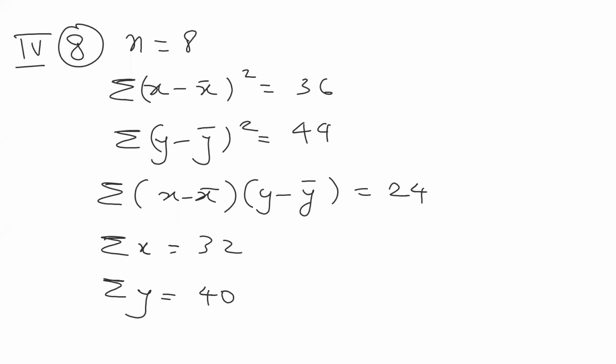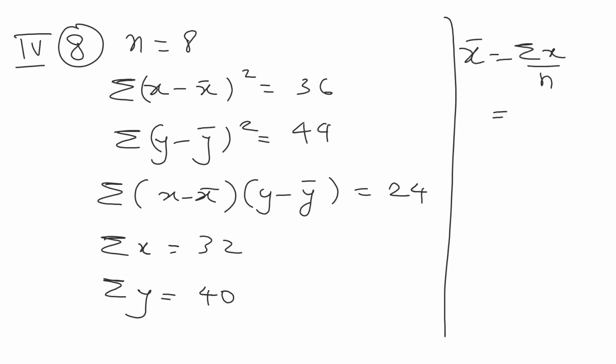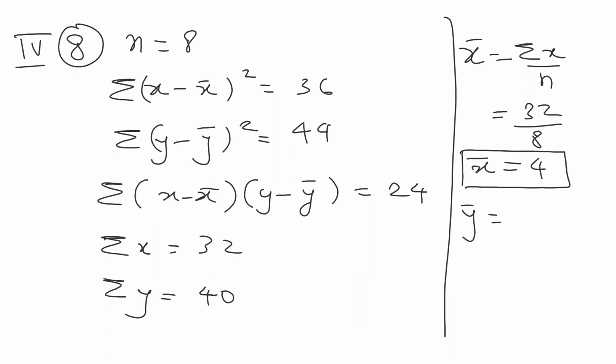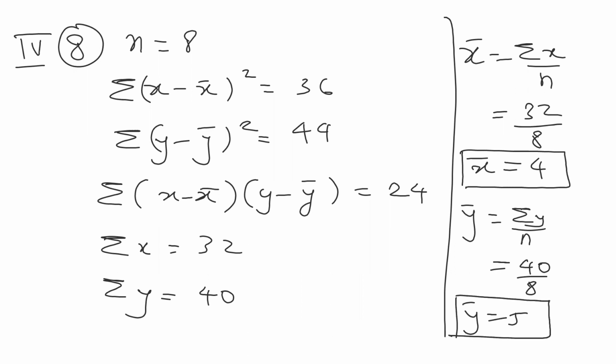Let us make it a standard practice to calculate x bar and y bar. So x bar is equal to summation x upon n. Summation x is equal to 32 upon 8, which is 4. X bar is equal to 4. Y bar is equal to summation y upon n, which is equal to 40 upon 8. Y bar is equal to 5. So we calculated additionally x bar and y bar, because we know x bar and y bar somewhere or the other will be used, right?